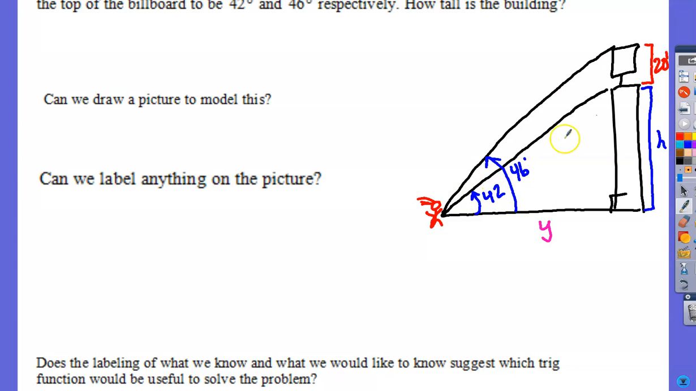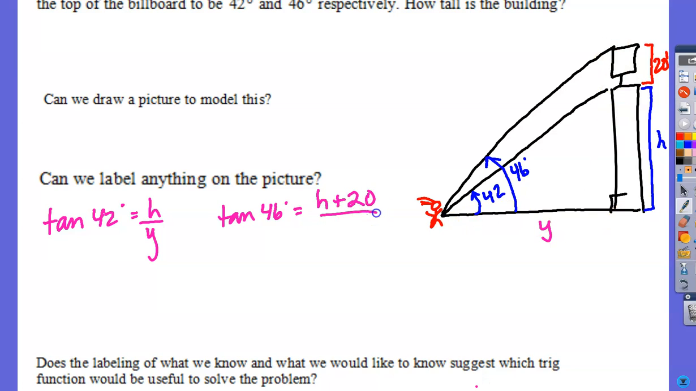Then if I want to use this triangle, I can use h as the opposite side and y as the adjacent. So that's a tangent relationship. The tangent of 42 degrees is equal to h over y. Now I know that doesn't help us yet, but give it a moment. Let's set up the relationship for the other triangle. In the other triangle, we have an opposite side. Careful, that opposite side is this length plus the extra stuff. So the tangent of that bigger angle is opposite, h plus 20, over adjacent, which is still y.